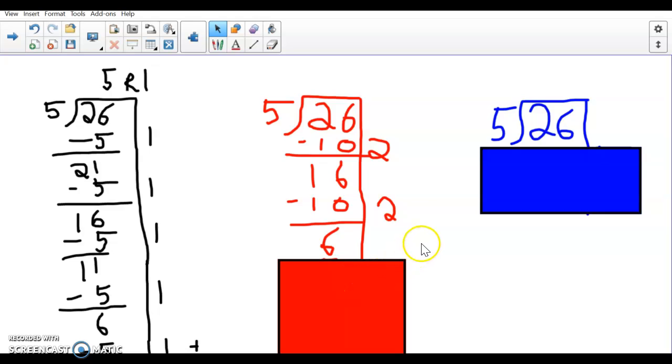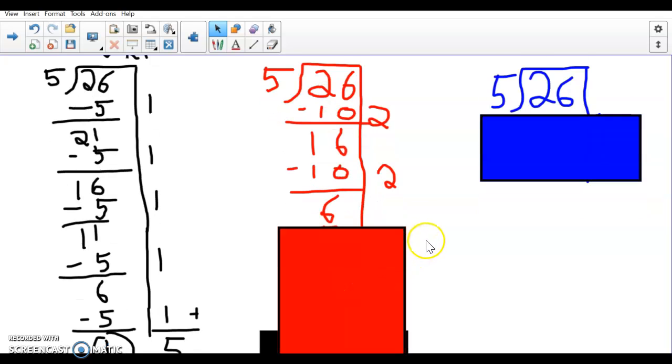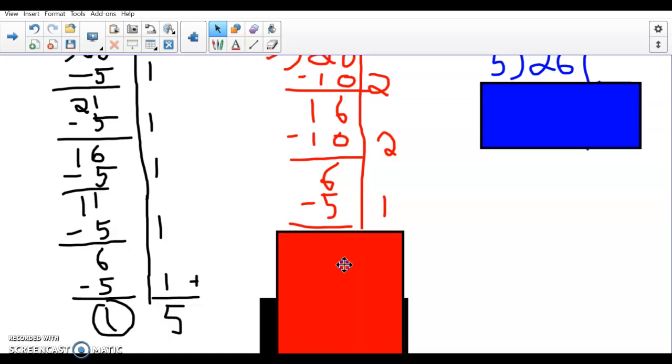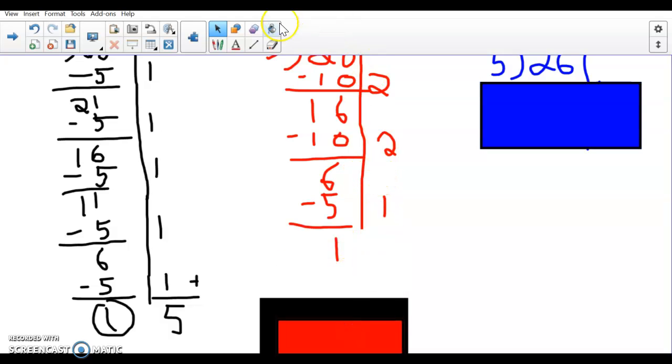I can't take 10, or 2 equal groups of 5, out, but I can get a full group of 5 out. So I'm going to take 1 group of 5 out, and I'm left with that 1 Skittle again. And so I would need to do the exact same thing I did for the first one in black, and I need to add these.